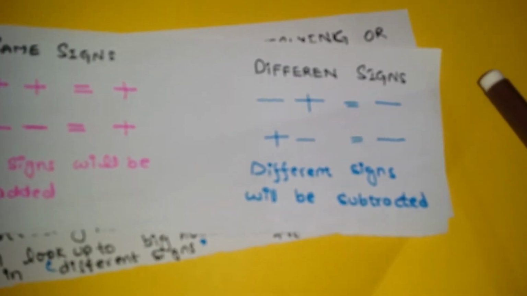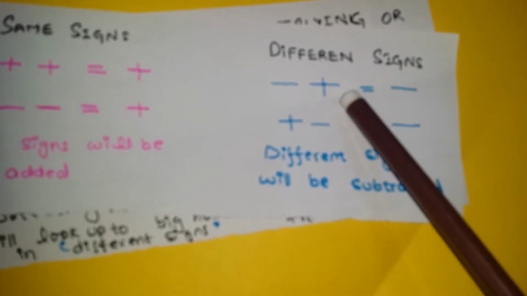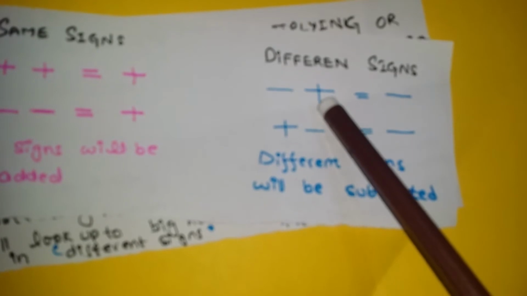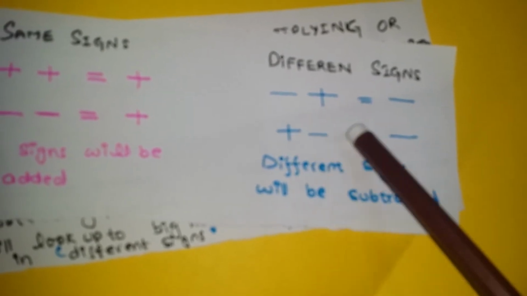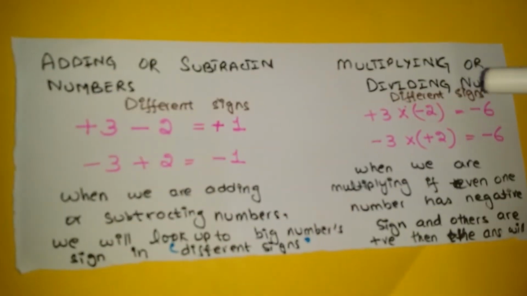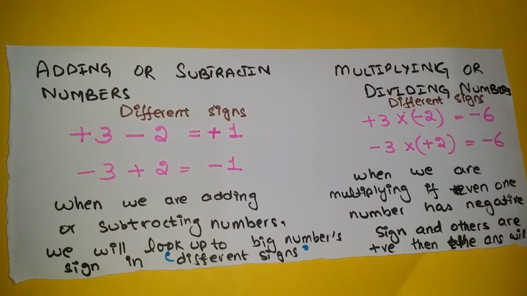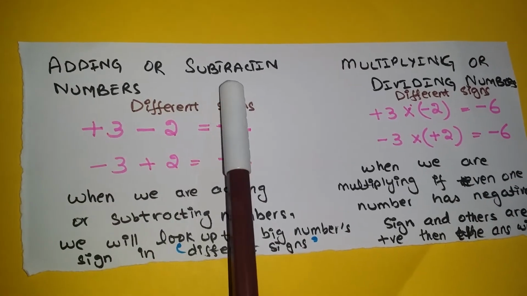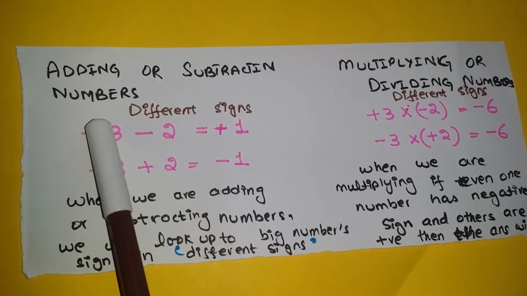And then we have the second rule, and that is different signs. Different signs will always be subtracted. Minus plus will become minus, and plus minus will become minus. So let's do some examples so you will understand from examples very well. Adding or subtracting of numbers.